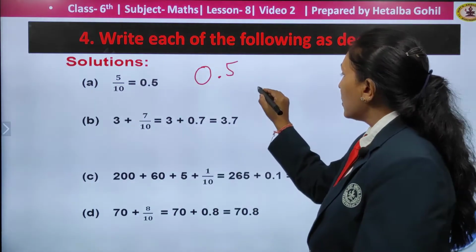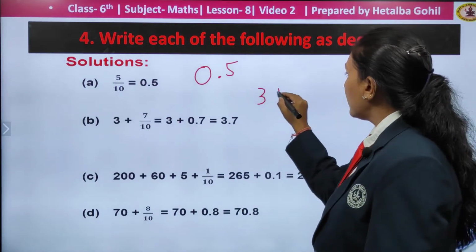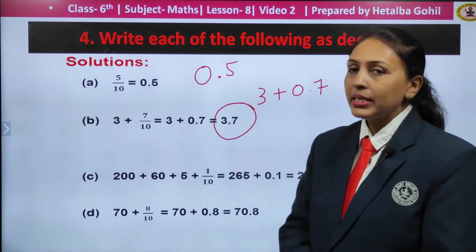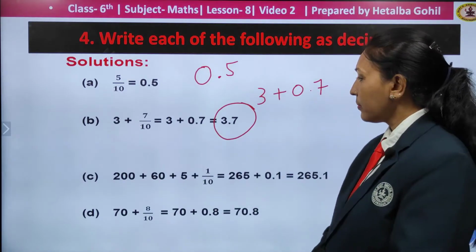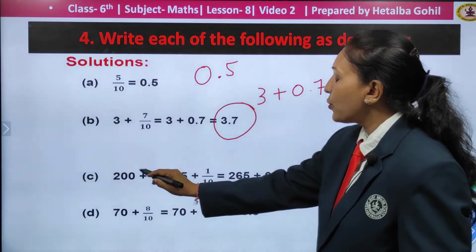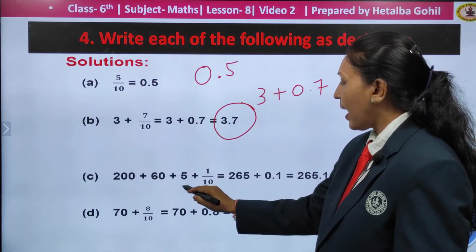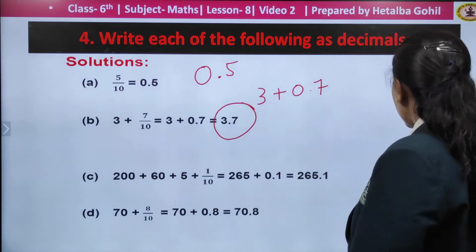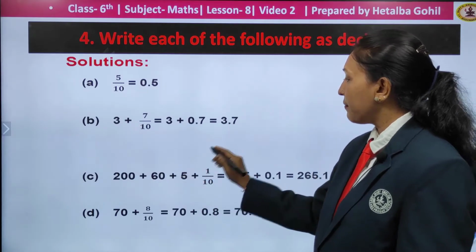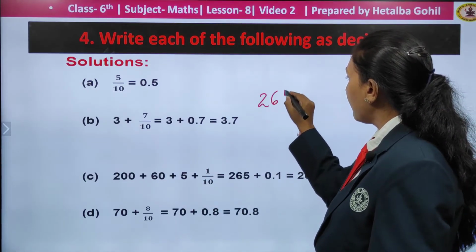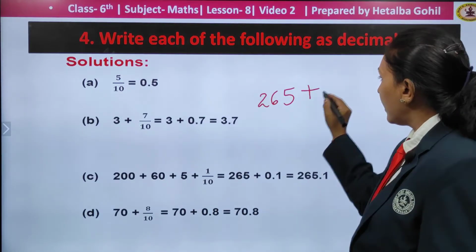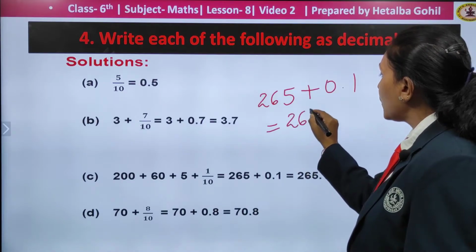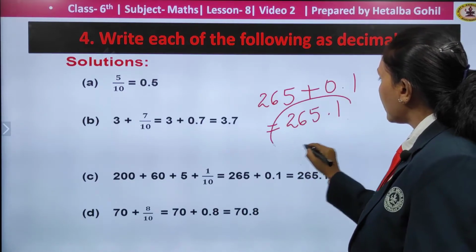Similarly, second one, 3 plus 7 by 10 here. 3 plus 7 by 10, what does 7 by 10 represent? 0.7 here, children. When we add together, we will get 3.7 here. The next one we have 200 plus 60 plus 5 plus 1 upon 10. Now let us add all this together. We get here 200 plus 60 plus 5, we get 265 plus 1 by 10, that is 0.1. When we add this together, we get 265.1 as our answer here.